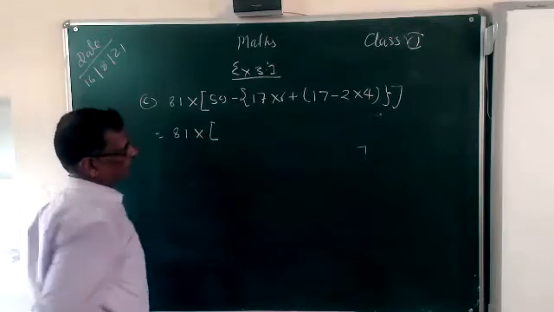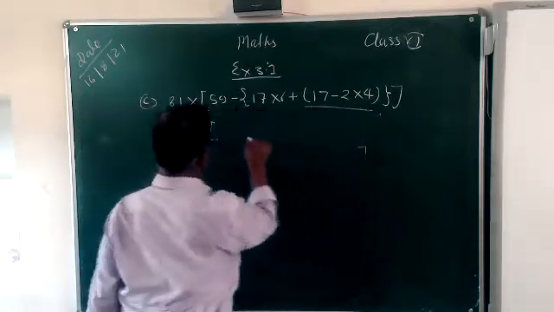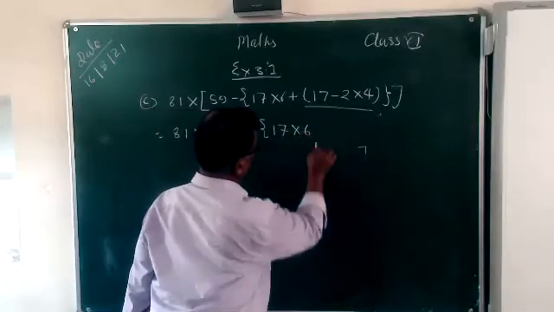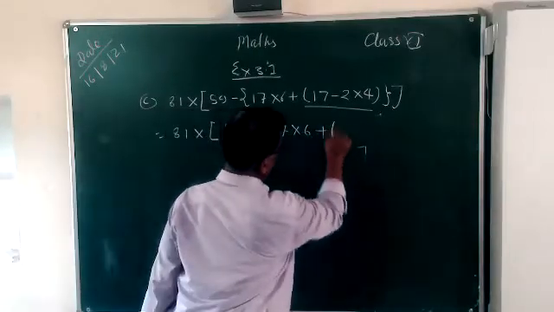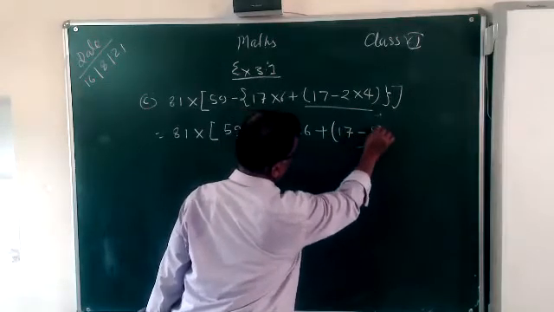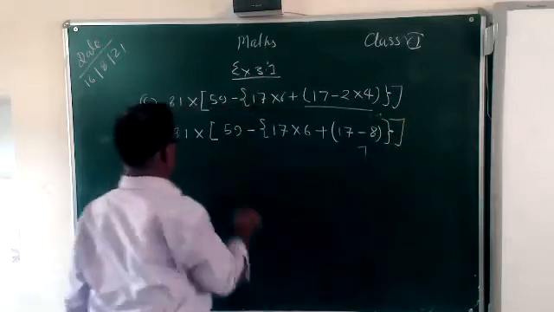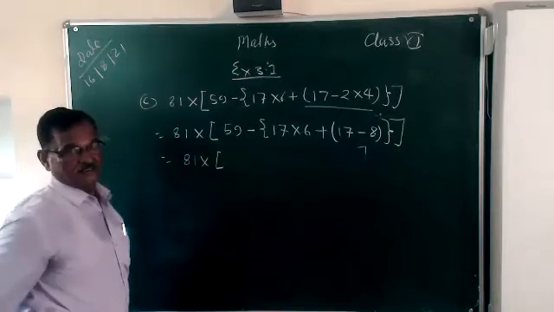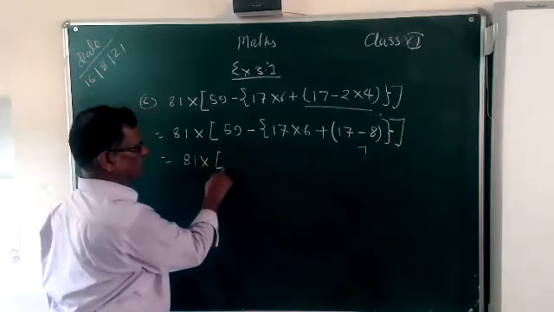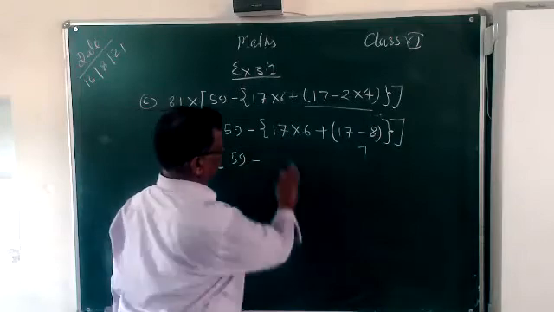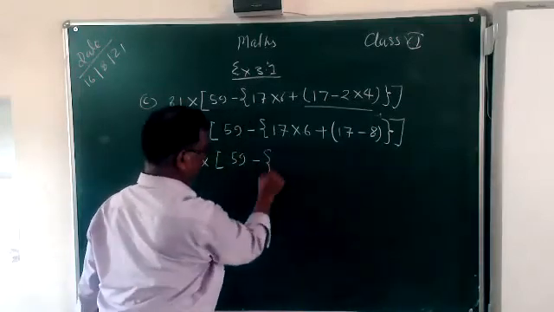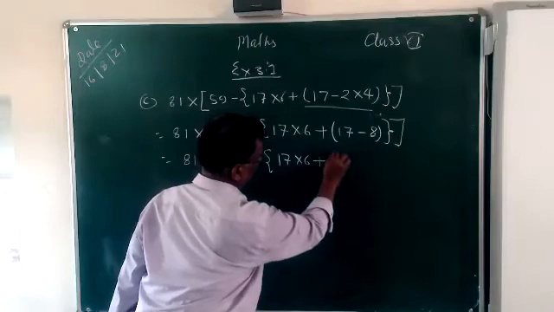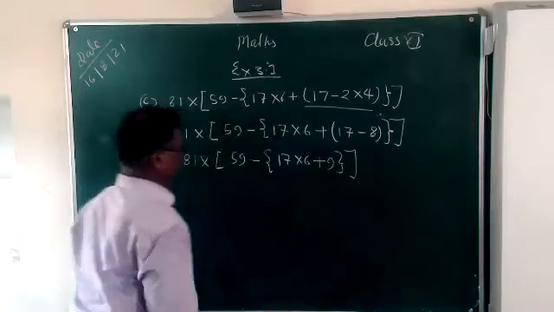81 into, solve the small bracket, remove the small bracket first. 59 minus 17 into 6 plus, in common bracket 17 minus 8, curly bracket and square bracket. 81 into, in square bracket 59 minus, now simplify this bracket, common bracket remove, 17 into 6 plus 9, curly bracket close and then square bracket close.